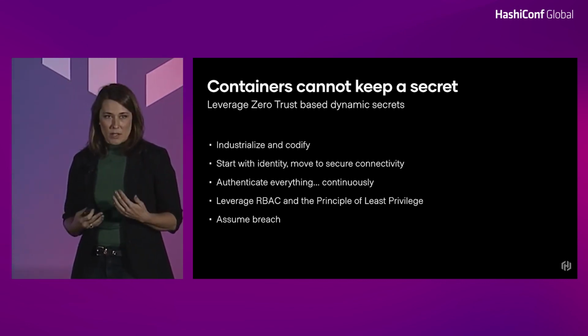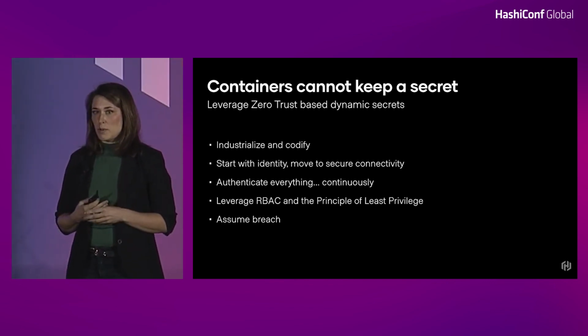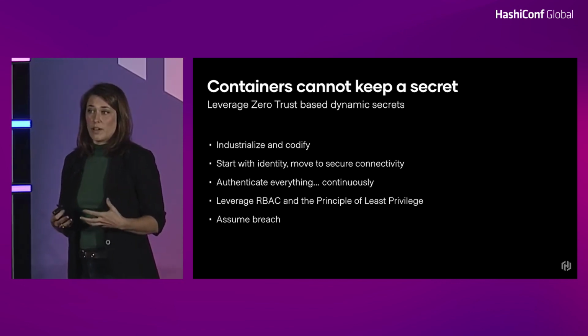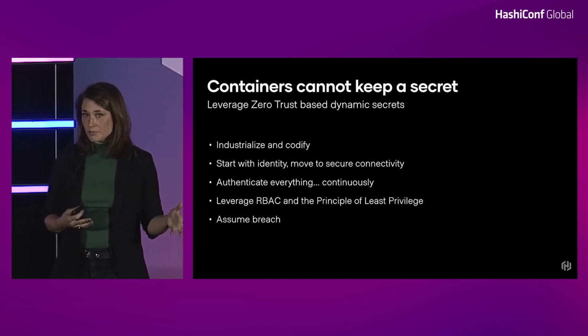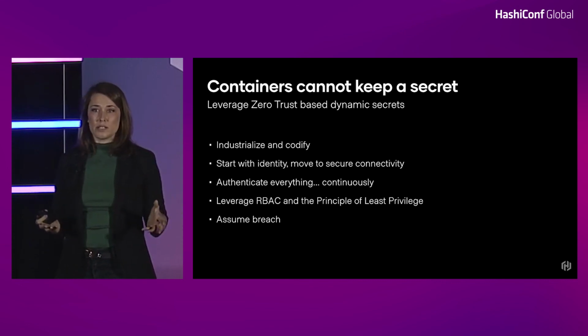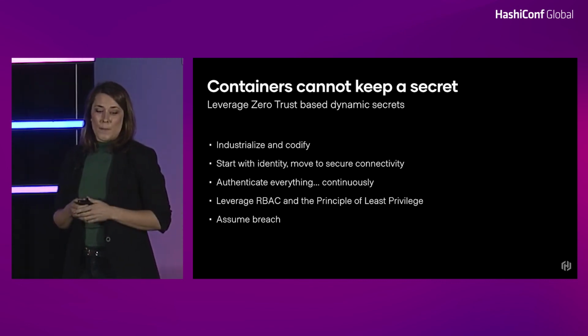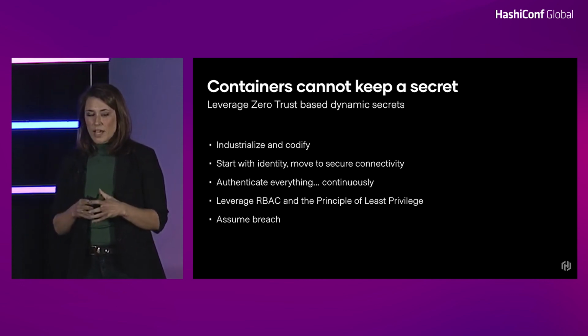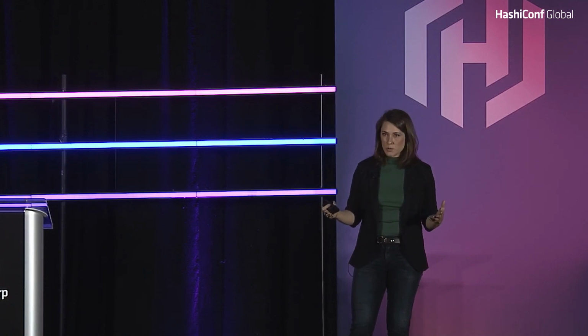So in order to secure them a little bit more, make sure that you're implementing this zero trust, we're going to industrialize and codify. And that means everything from your infrastructure all the way through to your policies. You want to start with that piece of identity and move to secure connectivity. If you try to do everything at once, it's not going to work. There's going to be a lot of overhead involved. People are going to get frustrated, and things tend to start falling apart, at least in my experience.